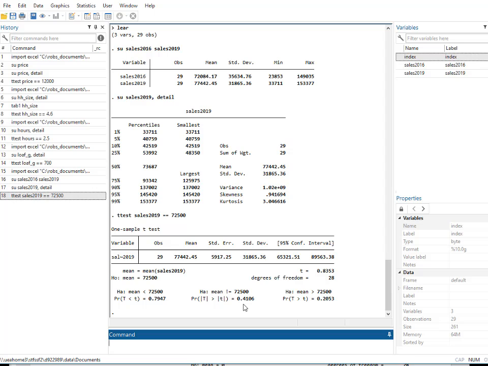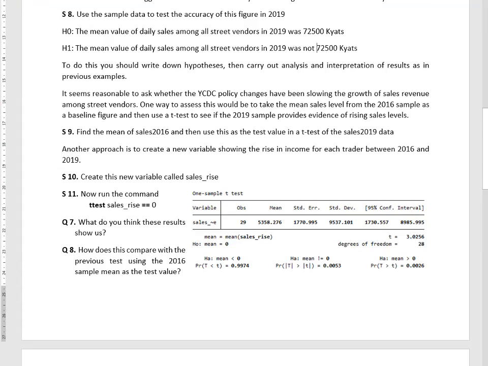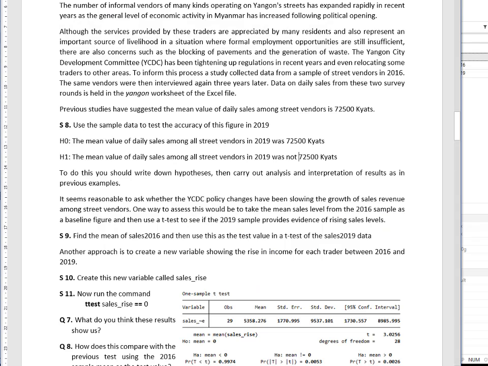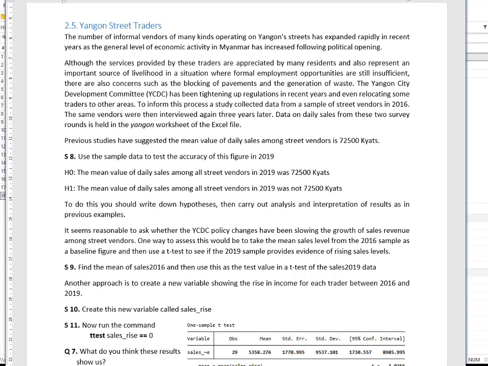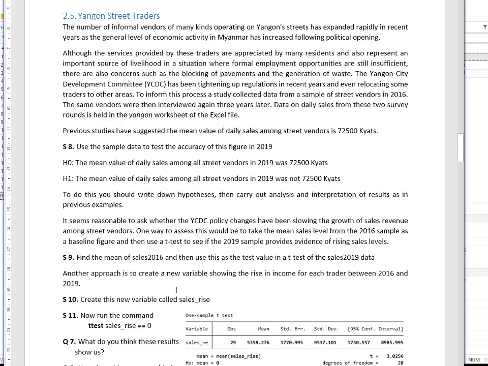So that's a pretty high chance. I'm quite happy to carry on believing what I believe. So there's no evidence there at all to reject the null hypothesis. So the answer in this case is we certainly can't reject the null hypothesis. There's really no evidence there to suggest that the YCDC figure is not accurate. Okay, so we stick with the null hypothesis.